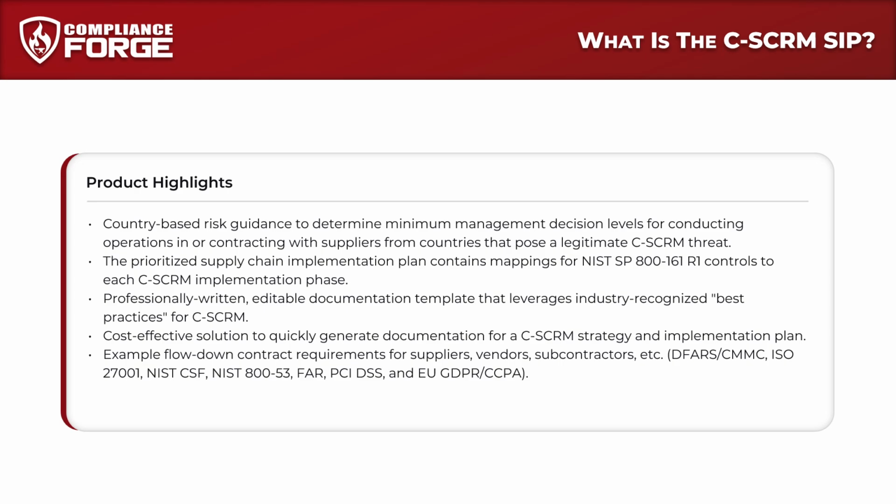The first step to address supply chain risk is to let your vendors know what is required from them. That addresses due care. The next step is to hold your vendors accountable to meet your requirements. That addresses due diligence. You owe it to your clients to ensure your risks are addressed across your organization, and that is where the C-SCRM SIP helps.